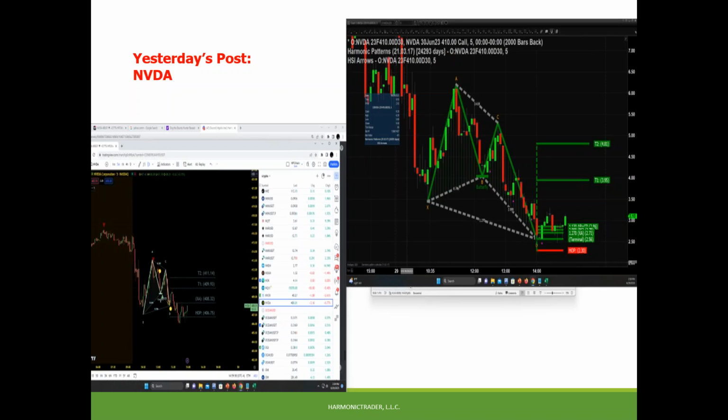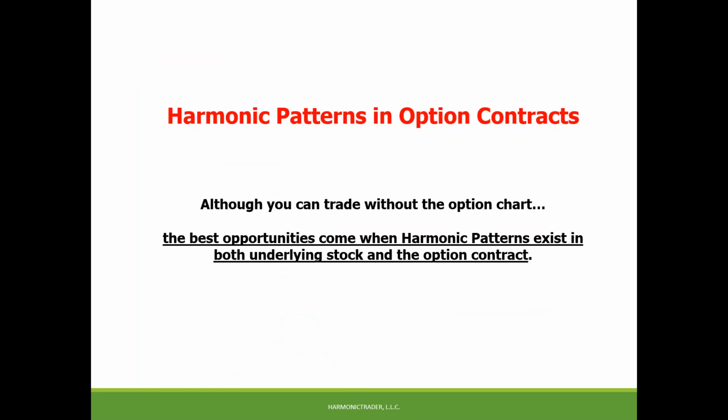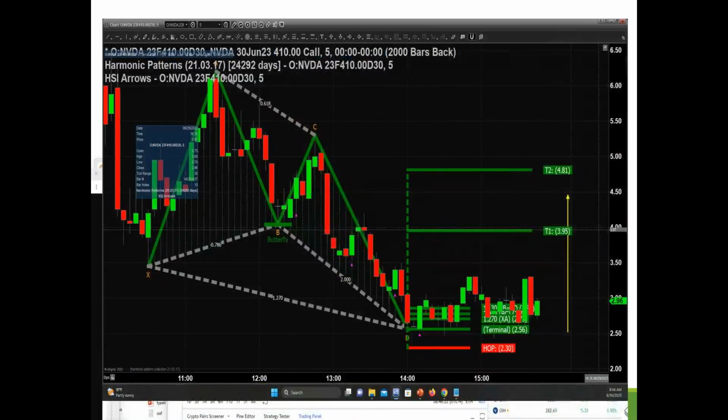Pattern in the underlying, minimum 5-minute time frame. Our best options are type 2 on the 5-minute for the stock or the ETF, if it's a QQQ or SPY, with a similar pattern, okay, in a strike price that is at least 1 to 3 strikes away. And we'll talk about what that is. But you can trade options without the option chart, but the best opportunities come when we've got harmonic patterns in both underlying and the contract.